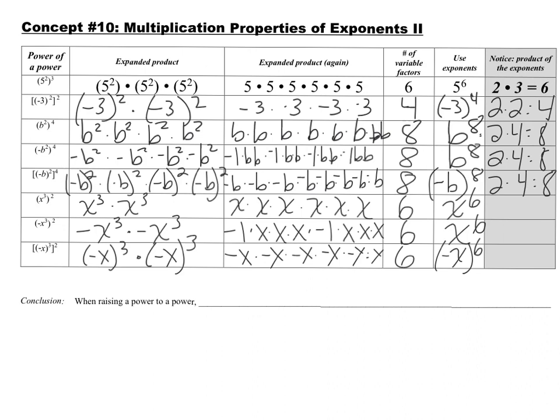And then the last three, they were all 3 and 2. Well, isn't 3 times 2 6? 3 times 2 is 6. 3 times 2 is 6.